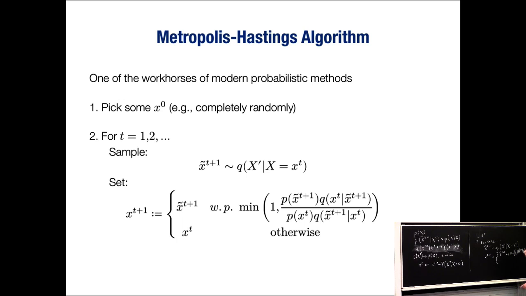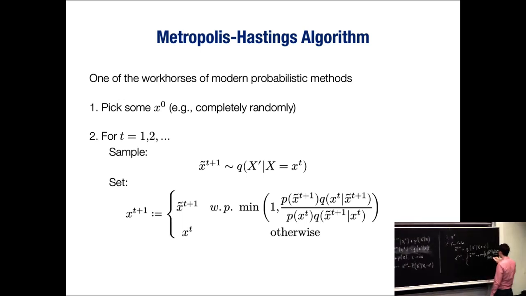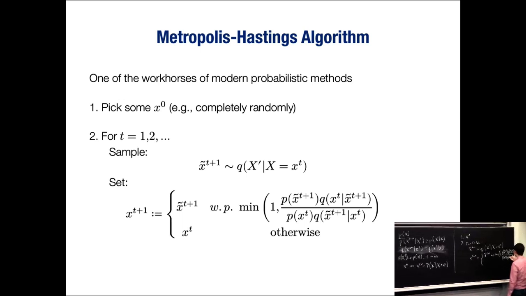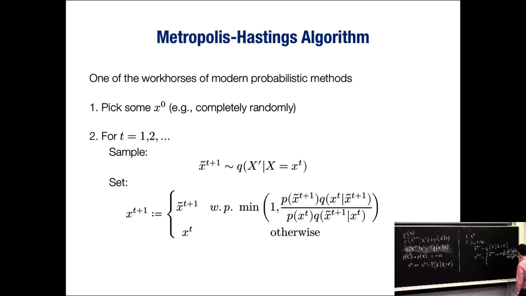Don't worry about what I'm writing here. You can read it on the slide. Did I get that right? I got the order right? Okay, good. P of xt, q of x tilde t plus 1 given xt.